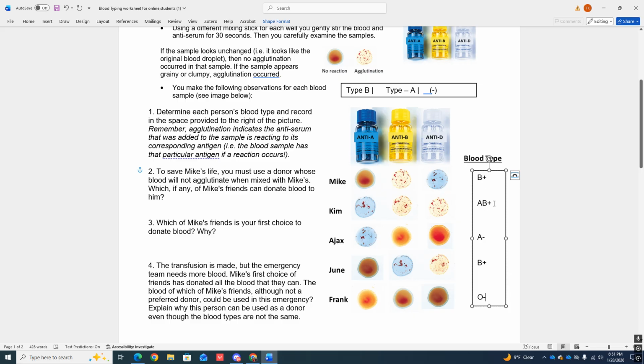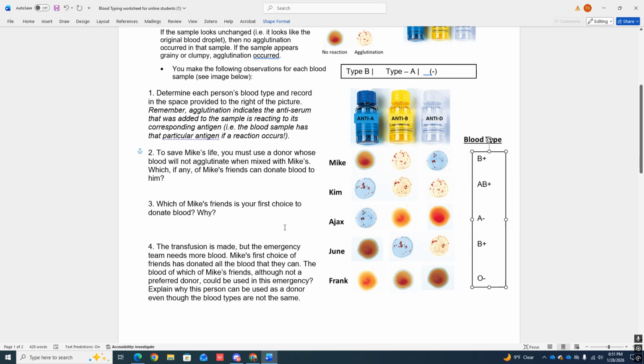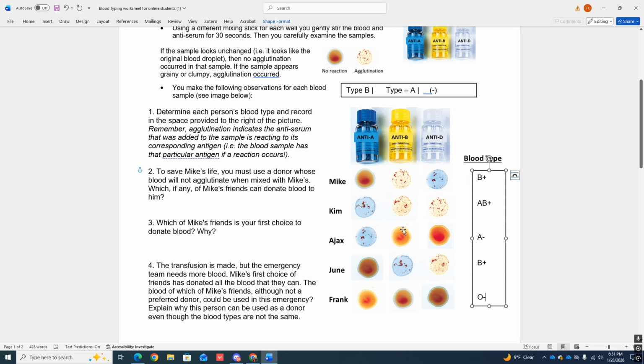So these are our blood types. We had Mike as a B plus, Kim as AB plus, Ajax as A negative, June as B plus, and then Frankie as O negative. So what does this mean? To save Mike's life, we must find a donor, if any of his friends can donate blood to him. Which of Mike's friends on your list is the first choice to donate blood? The first choice, you always want to do this.